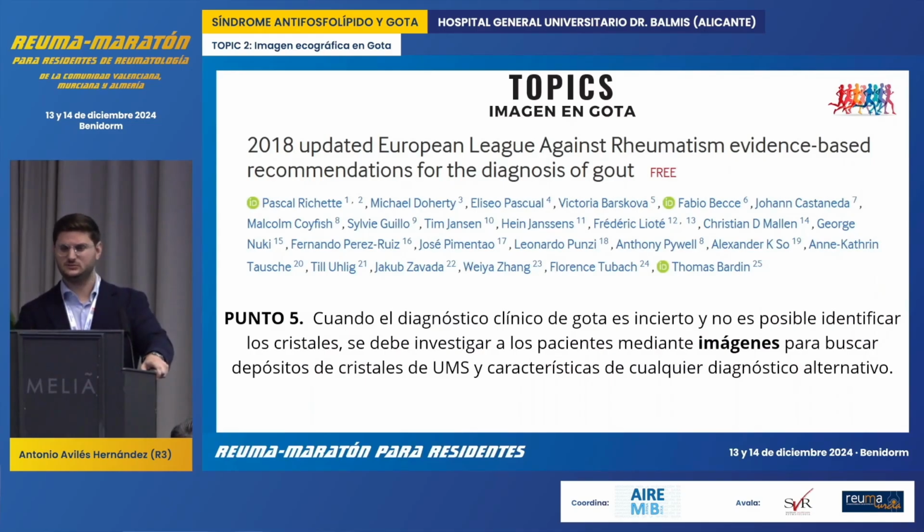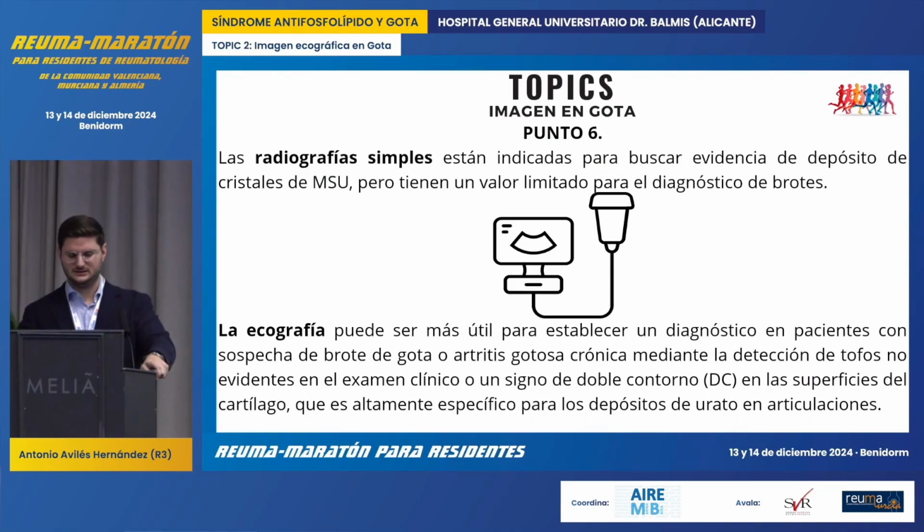that in those patients where the diagnosis of gout is uncertain and crystals cannot be seen, like in the clinical case we presented, imaging can help us detect that crystal deposition and observe its characteristics to establish an alternative diagnosis. And along those same lines is point 6 of those 8 recommendations.